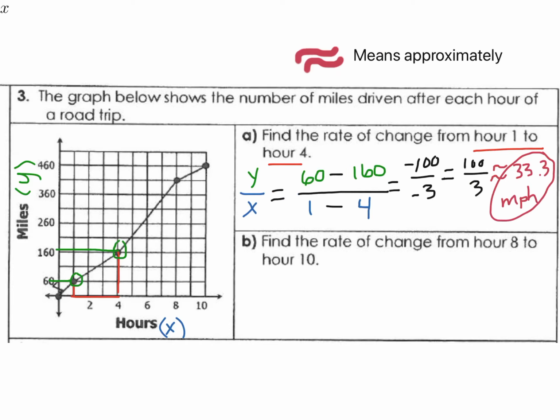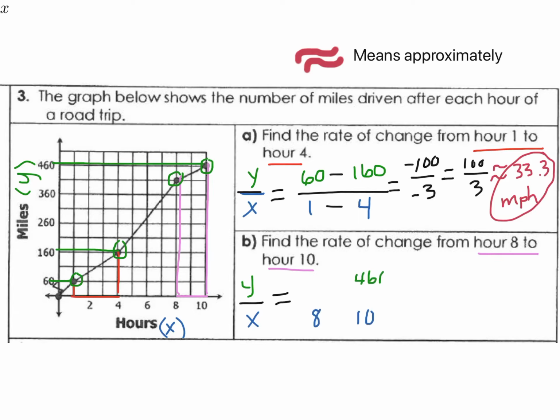All right, let's try part B. For this example, we're going to be going from hour 8 to hour 10. Here's 8 and here's 10, and I am going to draw these lines until I get to those two points. Those were my x values, so bring the 8 and the 10 down here. Now let's figure out what those y values are. Looking over, at 10 hours in, this car had driven 460 miles.